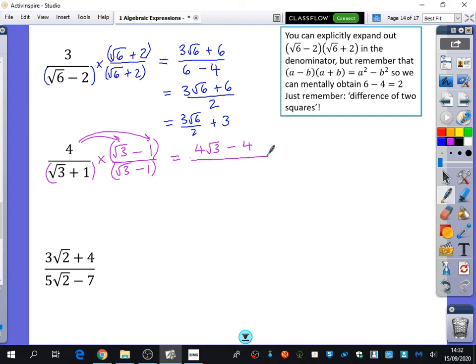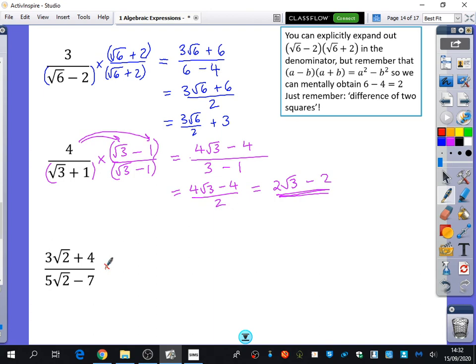And anyone think they can see what the denominator will be? Jamil? Yeah, it's going to be 3 from this one times this, minus this one times this, which is 1. So it's going to be a 2 on the denominator. So that's 4 root 3 minus 4 over 2. And what does that simplify to? 2 root 3 take away 2, because you can divide this by 2 and you can divide this by 2, because that's what the instruction is telling you to do. So the answer is 2 root 3 minus 2.